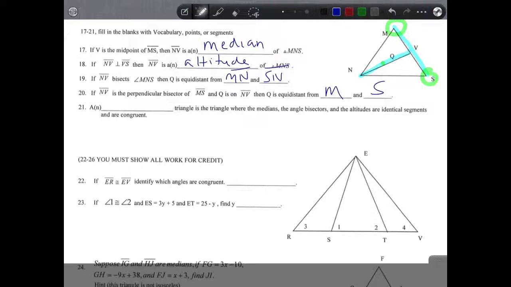A blank triangle is a triangle where the medians, the angle bisectors, and the altitudes are all identical segments and are congruent. That is equilateral or equiangular. Either one's fine. Question 22 says if ER is congruent to EV, identify which angles are congruent.